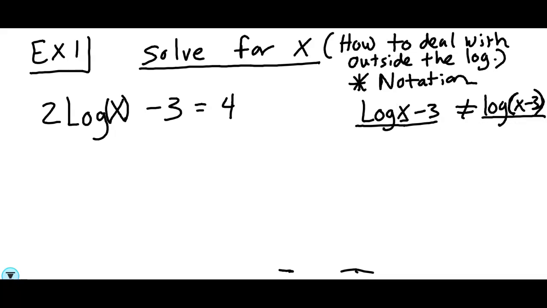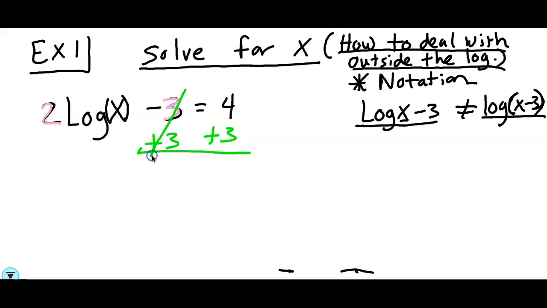So that being said, we're going to start looking at some equations where we talk about how to deal with numbers that are outside of the log. For instance, the numbers outside the log here would be the 2 and the 3. The only thing really in the log function is the x. How you deal with that is you get rid of those numbers first. So I would add 3 to both sides like this, and then I would divide both sides by 2, like this.